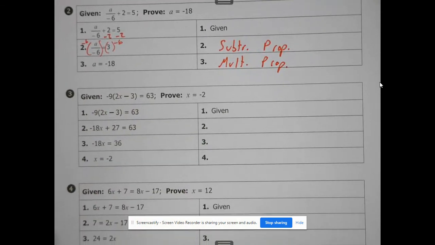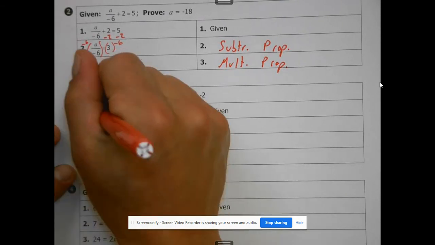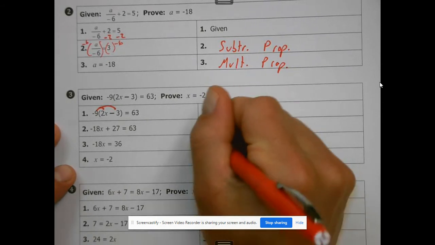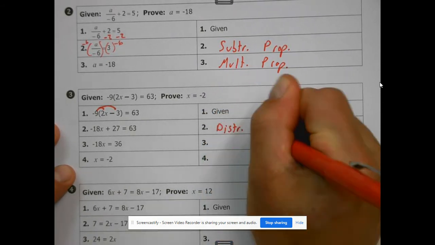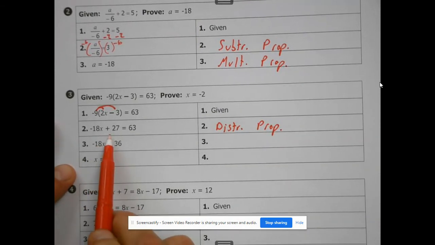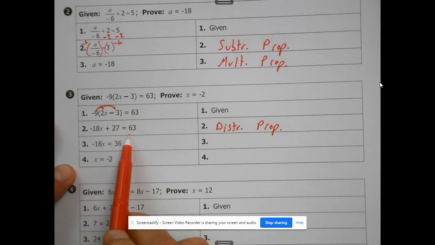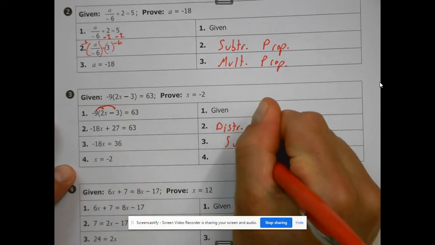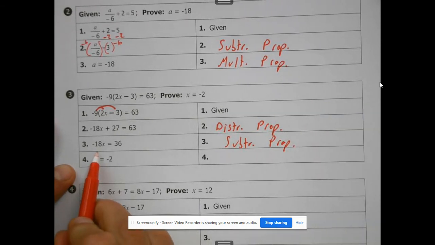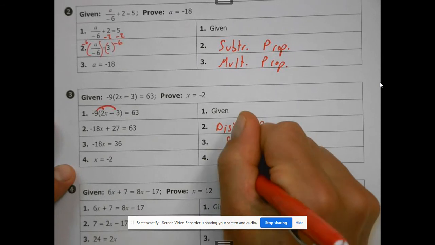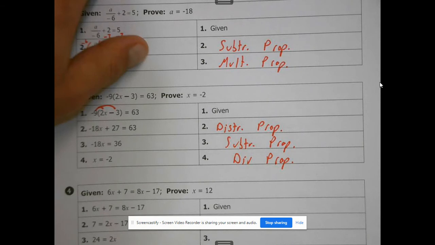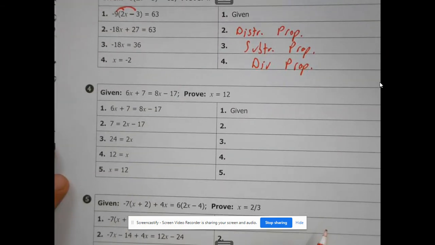Number 3. First step at number 1, they had to distribute that -9 to both pieces. That is your distributive property. From line 2 to 3, they subtracted 27 on both sides. So that would be your subtraction property. Last step from 3 to 4, they divided both sides by -18, division property. Number 4.